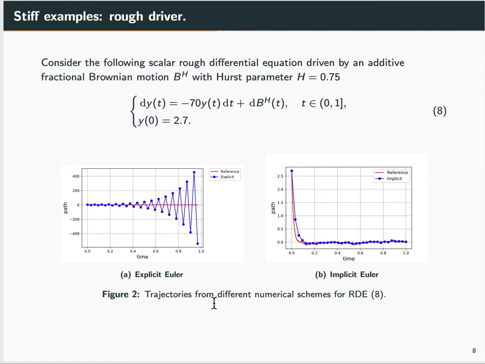Before proceeding to the multiplicative noise case, let me show you one numerical example. This is a scalar rough differential equation with a driving noise smoother than Brownian motion. It is easy to check the drift is not only one-sided Lipschitz but also Lipschitz. However, the numerical solution from explicit Euler on a coarser grid is divergent, while the implicit Euler converges as expected. This is just an illustrative example.